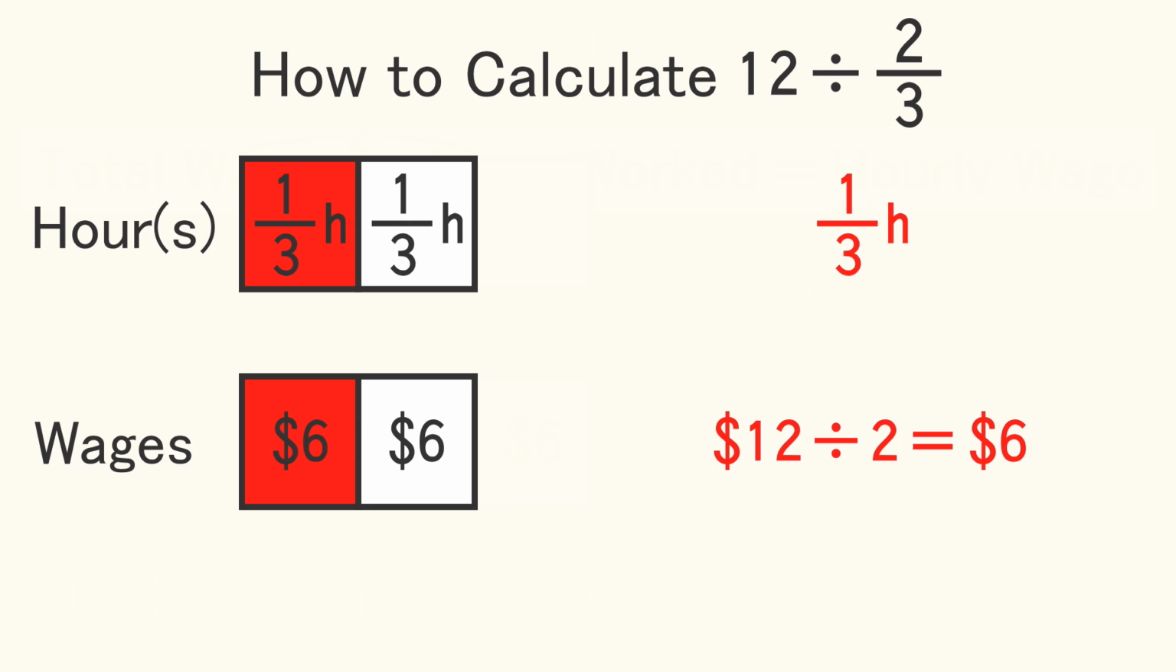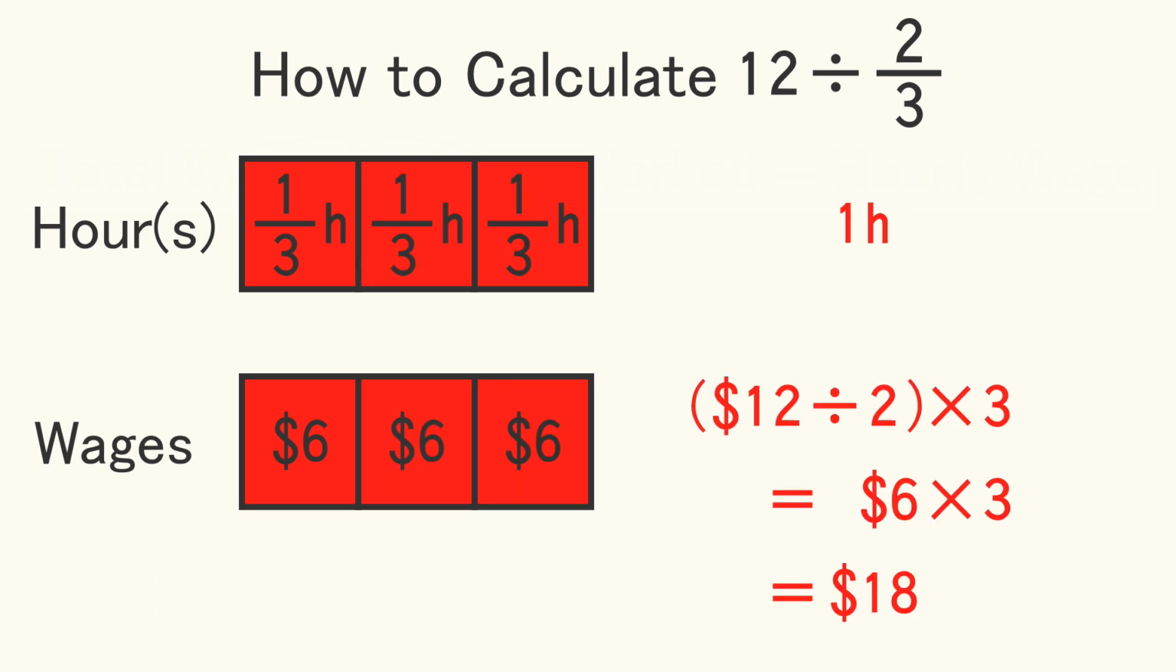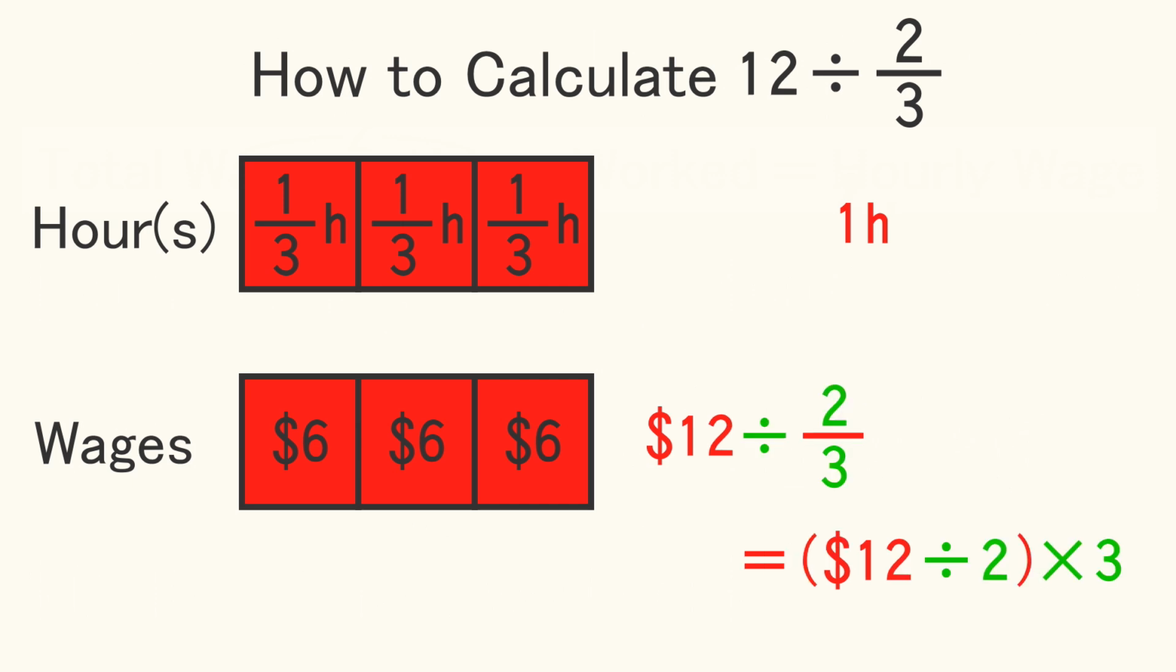And once we know that, we can find your hourly wage by multiplying by 3, just like we did when we found your hourly wage from your 1/3 hour wage. So in the end, we divide $12 by 2 and then multiply it by 3, and that calculation gives us your hourly wage of $18. Since we set up the expression 12 divided by 2/3 to find your hourly wage, which we've just found, we can see that 12 divided by 2/3 is equivalent to 12 divided by 2 multiplied by 3.